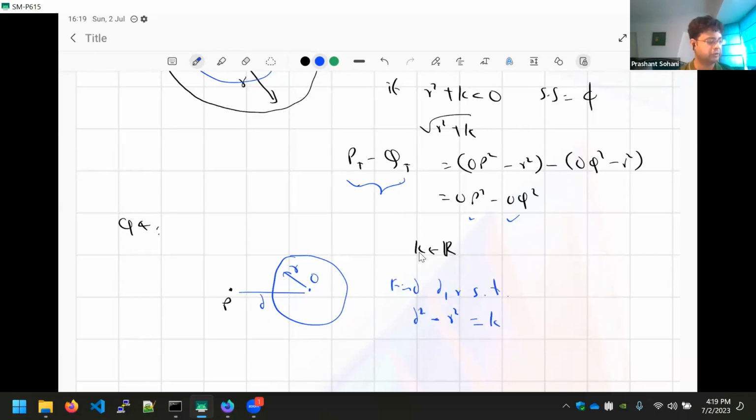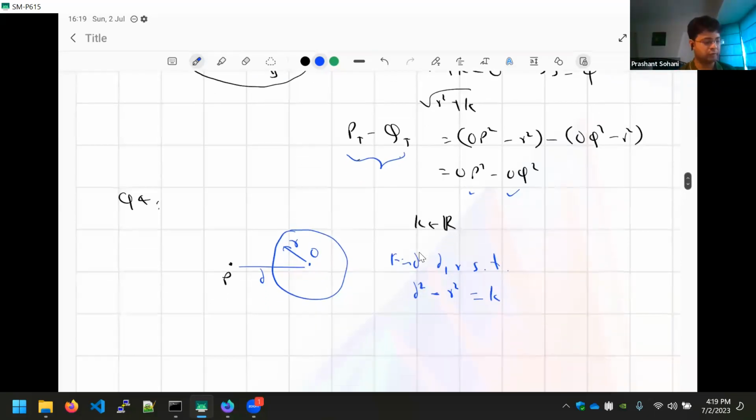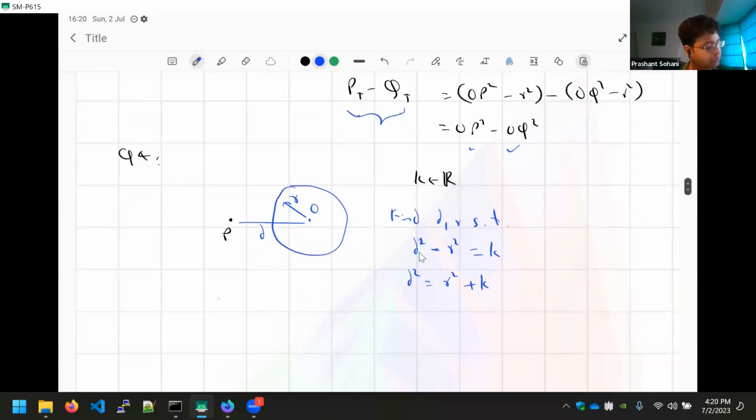Okay. So as such, if I write this equation as d square is equal to r square plus k, now you can choose any value of r and that will give you a value of d, right? But there are some restrictions depending on what the value of k is. So I think we can make two cases. Case one, k is positive, and case two, k is negative.